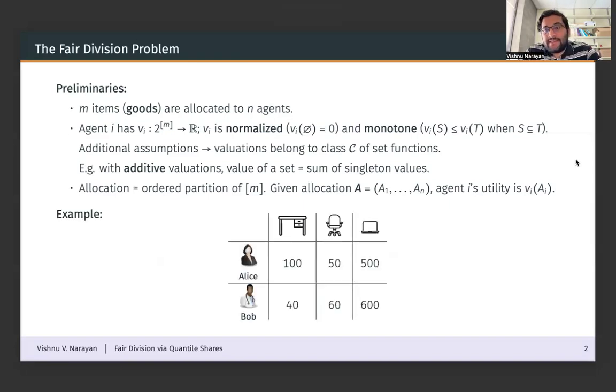So for this quick example that I'm going to use as a running example for this talk, we have two agents, Alice and Bob, and three items, the table, chair, and laptop. And you can think of these as being additive valuations. So the table lists the values that Alice and Bob have for these singleton items, and the value for a set is just the sum of the values for the singletons. For example, Alice's value for the chair and the laptop together would be 550.